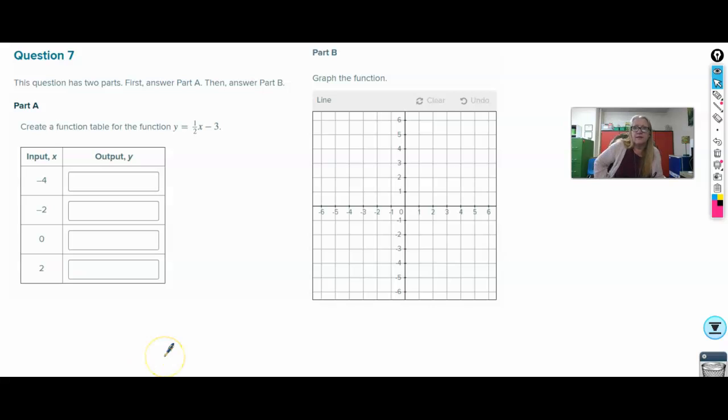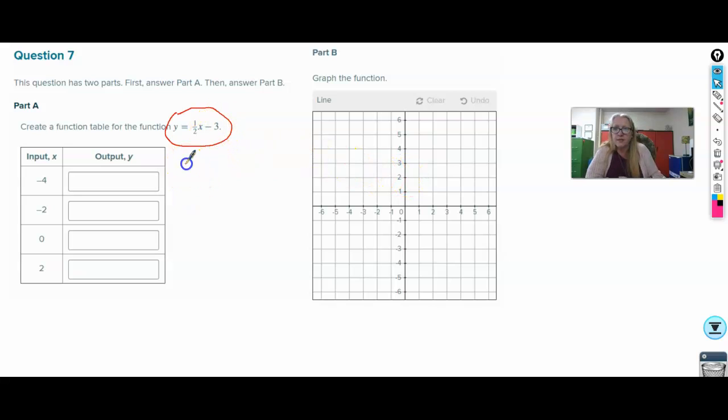This is question number 7. This basically gives you an equation right here. This is your function. You're going to substitute these numbers for x and put these solutions here. But then they want you to graph the problem. They want you to graph the answers.